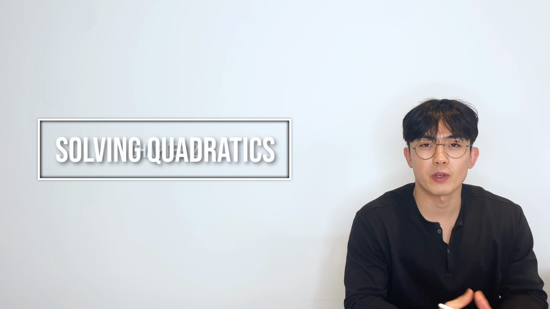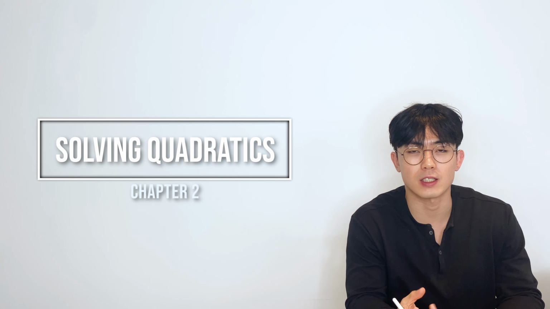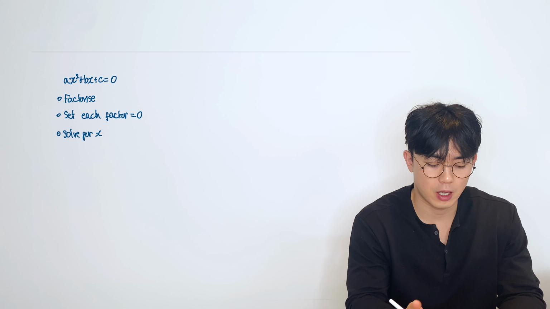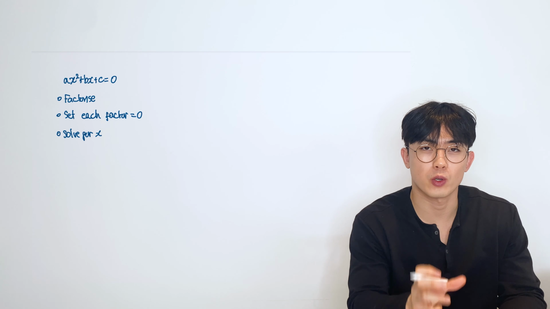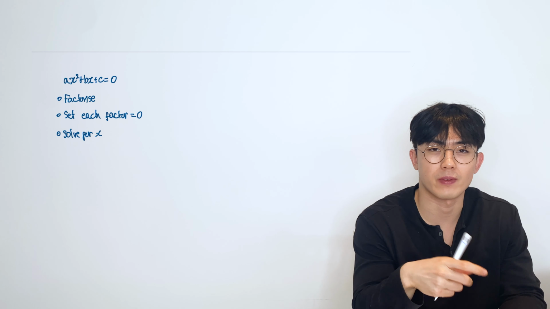Alright, so now we're going to look at chapter 2 of the Pure 1 textbook, where we're going to be dealing with quadratics and looking at finding roots and finding solutions to quadratic equations. So first things first, if we have a quadratic equation, we're trying to find when it's equal to 0, i.e. what x values give it equal to 0.